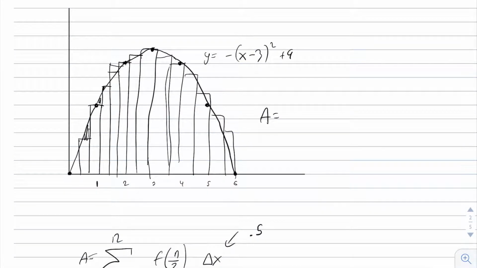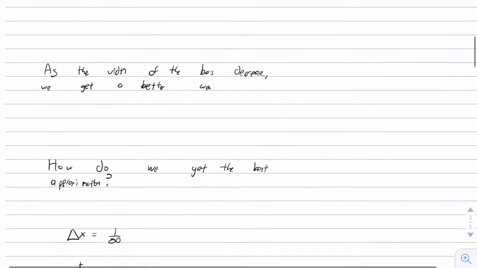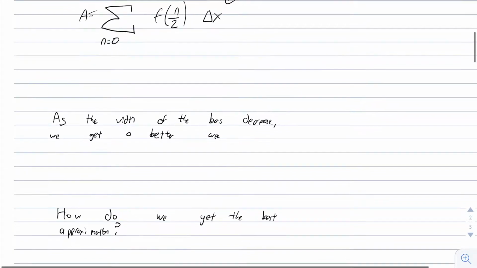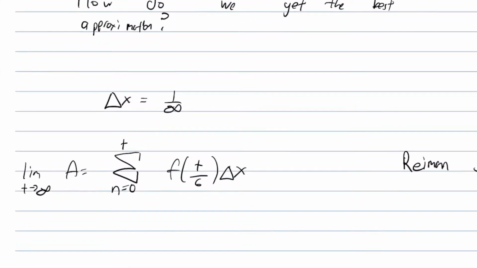And you're probably wondering, well, this is calculus. This is all about infinity, curves, and stuff like that. So, are we going to infinity? And yeah, the short answer is yes. We're going to infinity to get the best approximation.